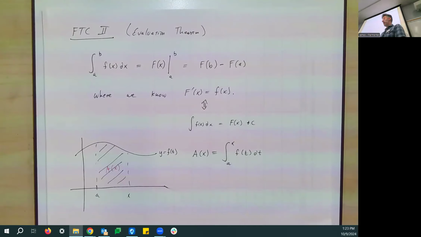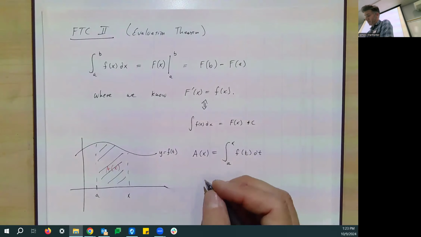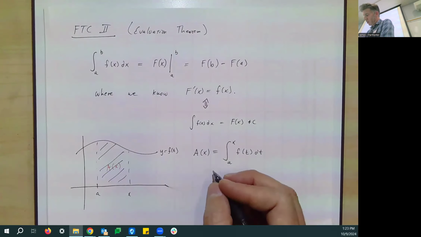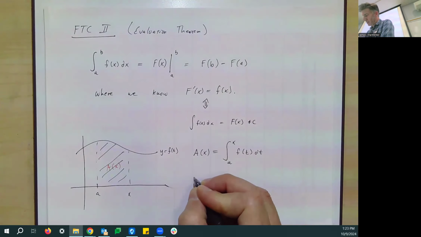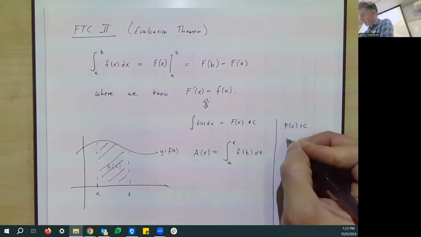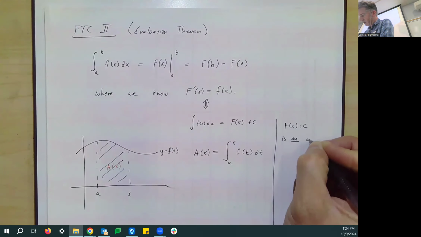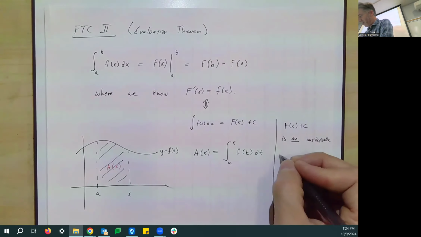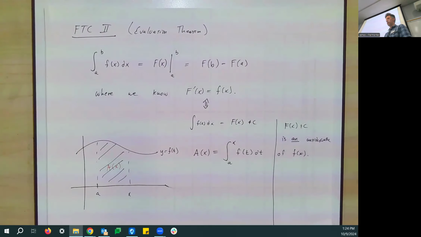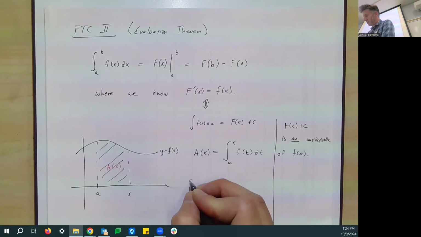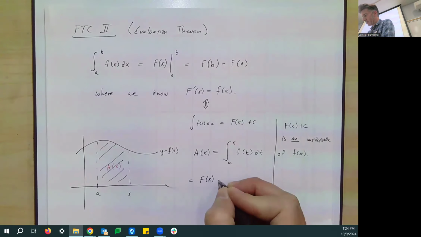Okay. So then a couple things. I want to point out that certainly we're saying that f of x plus c is an antiderivative of little f of x. And we can think of this as being just equal to some f of x plus c.